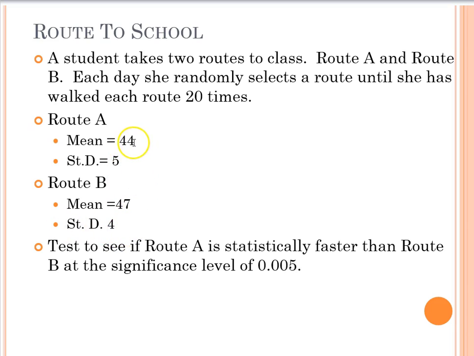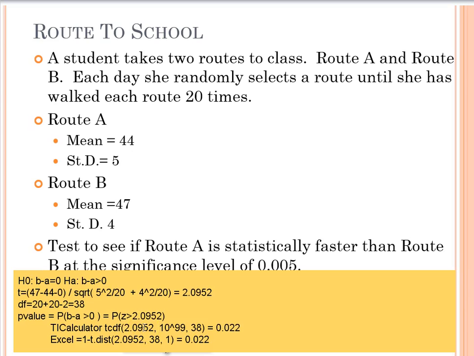You can see that Route A does appear to be faster in this sample of 20 walks. But we want to know, is it statistically different? That is, it's not just due to sampling variation. We can test this, and we'll test this at a really small significance level. That means we're requiring a very large amount of evidence.